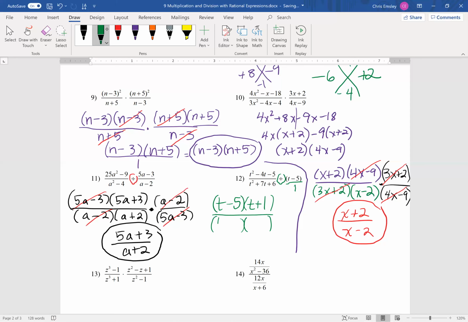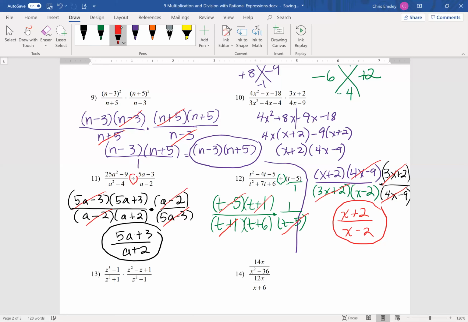Factor that denominator, t times t. 6 could be 2 times 3 or 1 times 6. But to get the 7, we would need a 1 and a 6, both positive. Multiply by the reciprocal, so now the 1's on top, and the t minus 5 is on the bottom. And again, we can do some canceling. The t minus 5, the t plus 1.